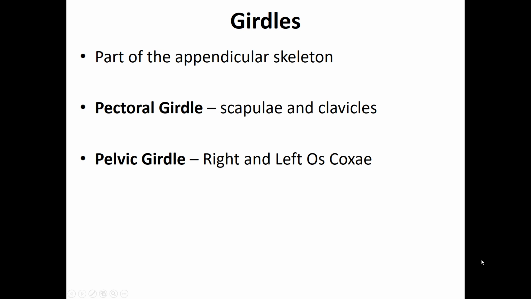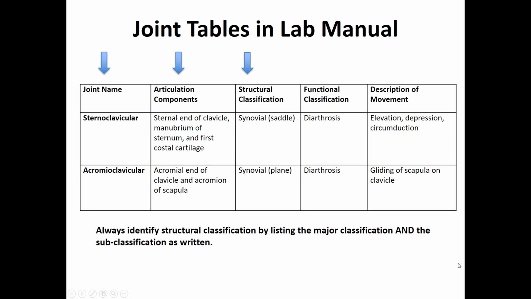The joint tables in the lab manual here for the appendicular skeleton are very similar to what you saw in the first part. Again, the blue arrows are going to show you which sections you're responsible for in lab. So knowing the name of a joint, its articulation components, and its structural classification. Keep in mind that you need to continue to use both the major classification and the subclassification to identify structural classification of these joints. The functional classification and the description of movement will be tested in lecture but not in lab.